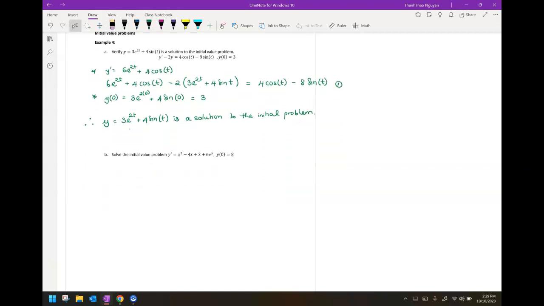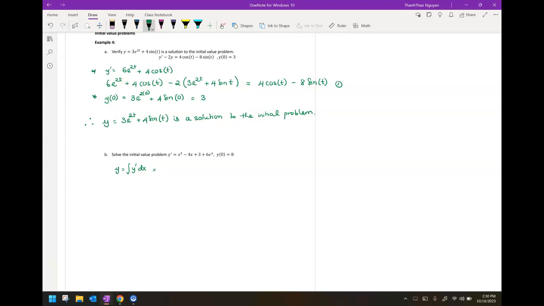Let's say you are given the differential equation. We want to solve the initial value problem. So you're given the equation and you want to solve for y, basically here in this case. Okay, so y prime equal x squared minus 4x plus 3 plus 3e to the x. And we're told that y of 0 equal 8. So y is equal to the integral of y prime. Okay, and in this case it's with respect to x. This is a function of x.